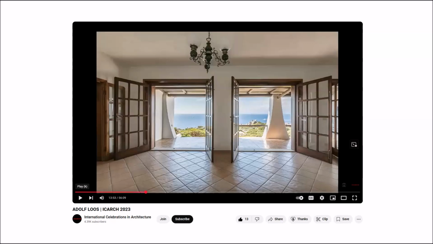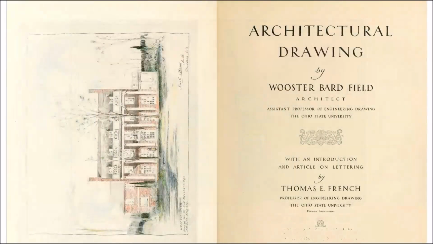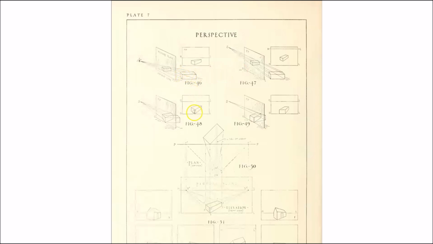It's all about field of view, and I found on archive.org this lovely old architectural drawing textbook from about, I think it was 1922 that it was published. It has this plate here which shows the basics of a perspective drawing. We've got a little block, some kind of a brick or something, and he's showing how the setup is done.